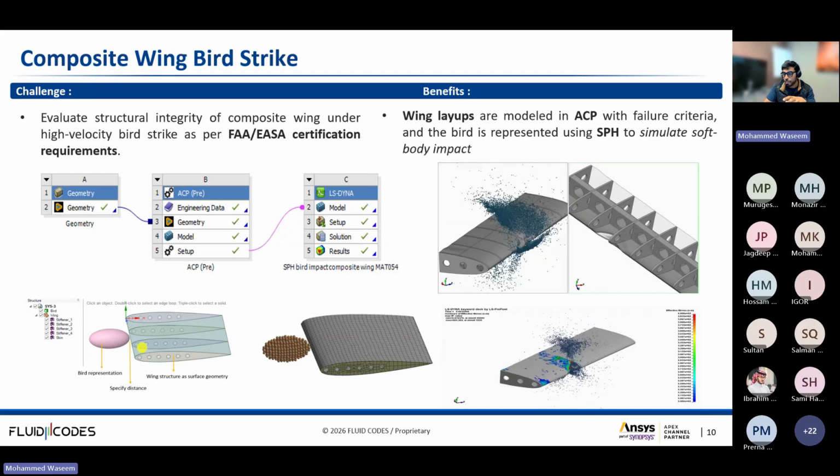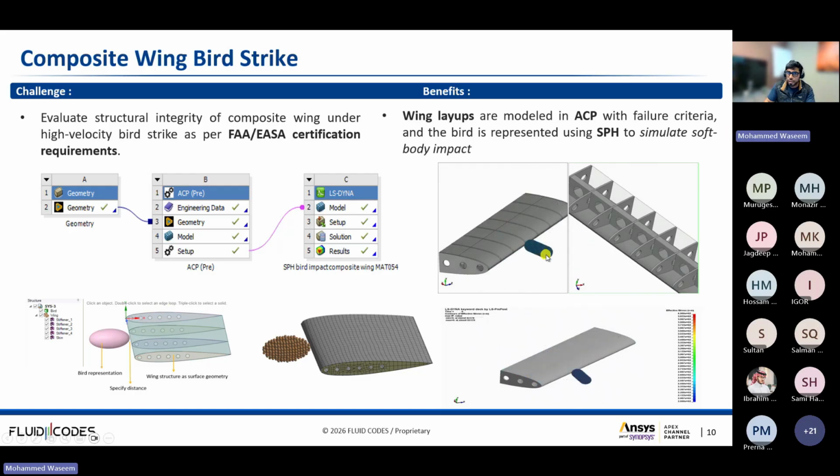We represent the bird using SPH, smoothed particle hydrodynamics, which is basically used to simulate problems involving extreme deformations and fragmentation. Once that is done, what are we actually looking for in the results?